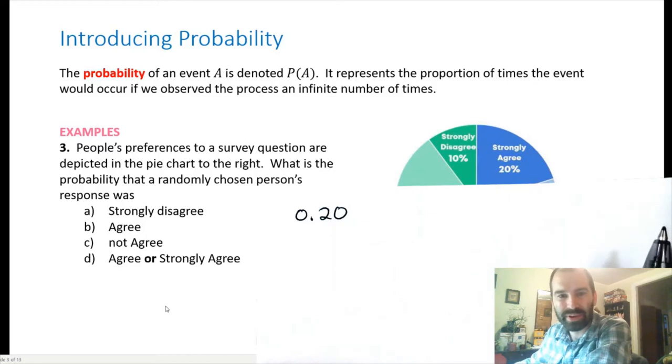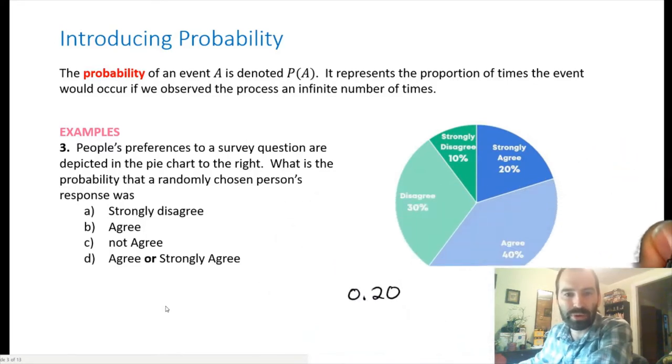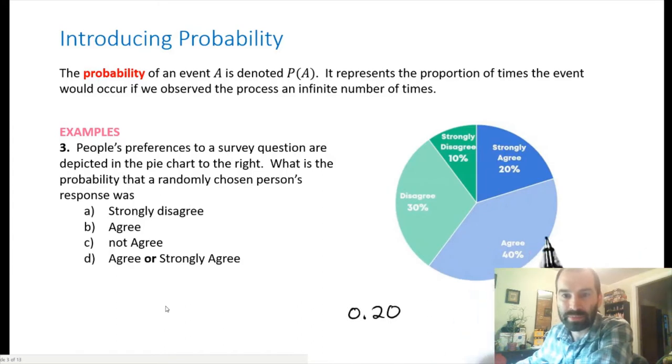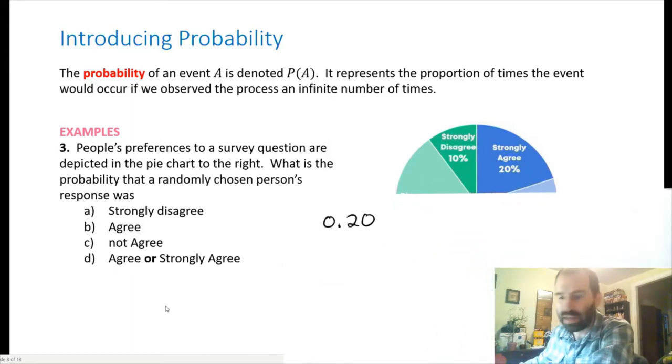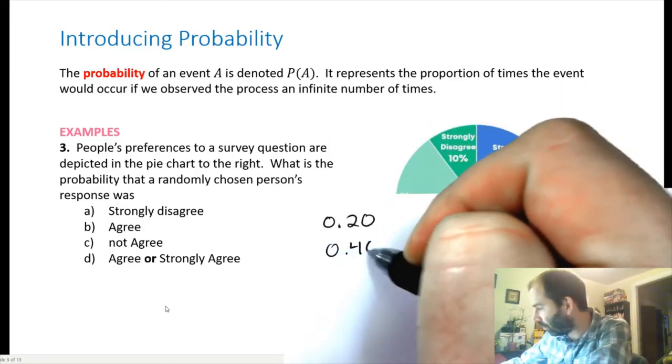0.20, all right? That would be the probability that they strongly agree. What would be the probability that they agree? Well, that's this group of people. See if you can figure that one out. The probability that a randomly chosen person is one of these people. Well, it's 0.4.